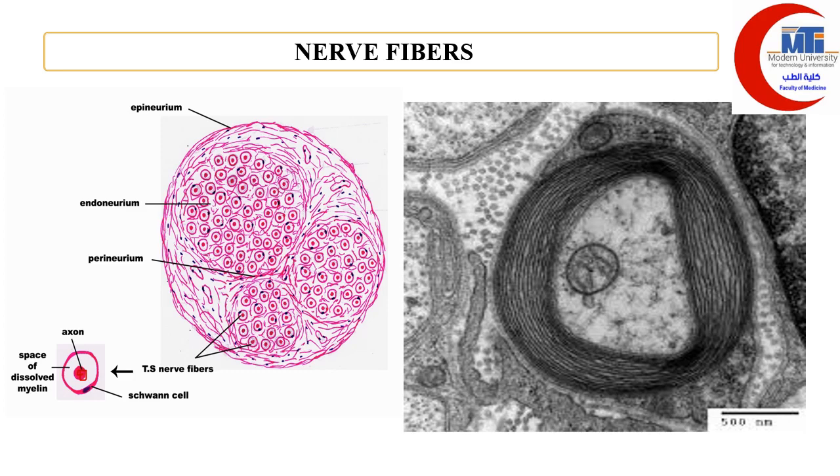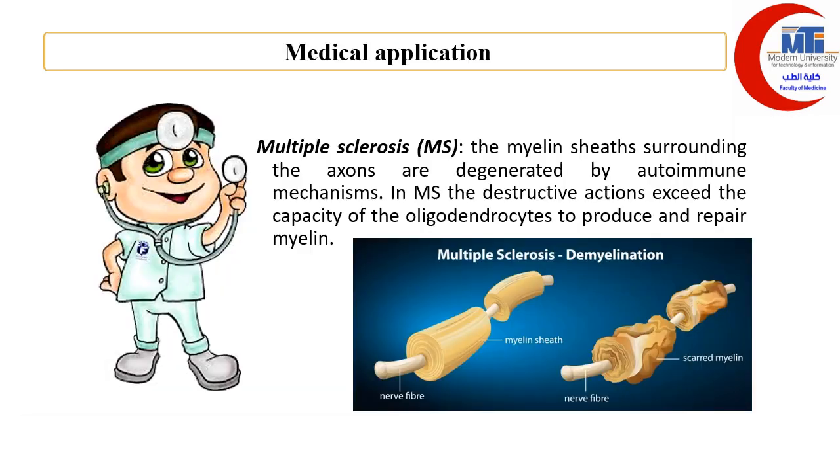This is the transmission electron microscope image to see the myelination which surrounds the axon. This is the myelination. This part is to see the myelination which surrounds the axon.